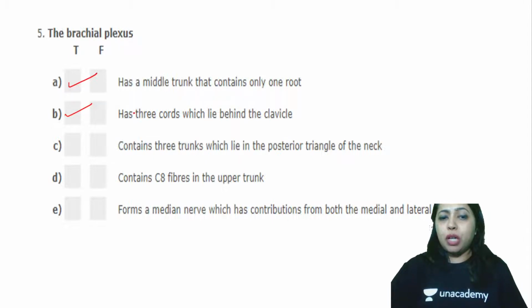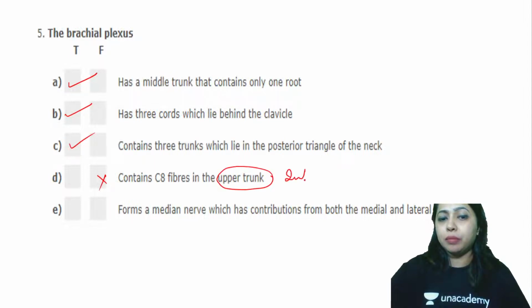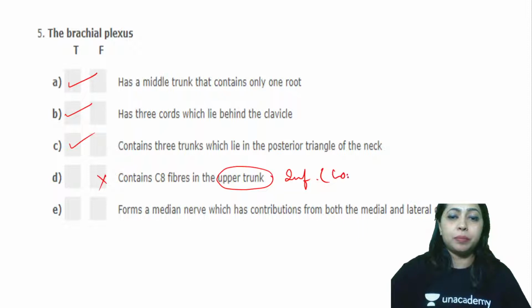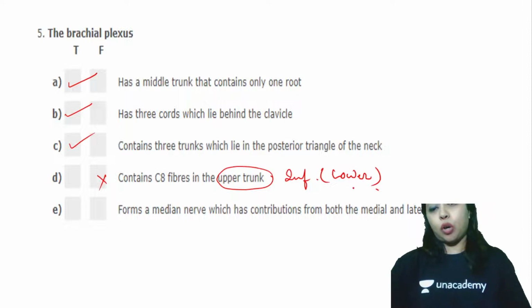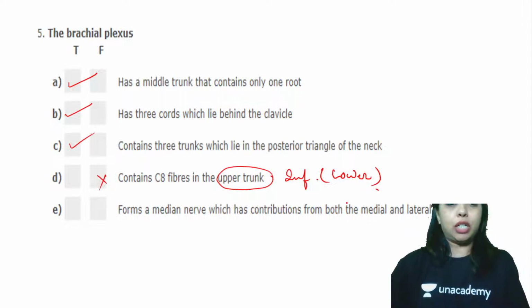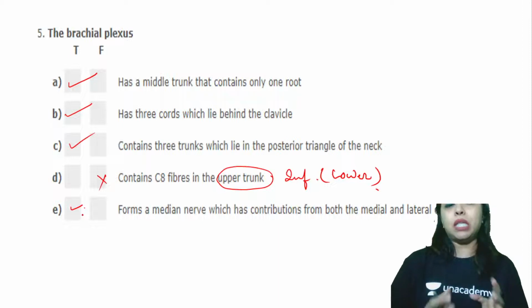Next, it contains three trunks which lie in the posterior triangle of the neck. It contains C8 fibers in the upper trunk. No. C8 fibers do not come in the upper trunk. It comes in the inferior or the lower trunk. It forms a median nerve which has contributions from both the medial and lateral cords. So that is also true. So the only answer here wrong is the D1. Rest all of them are correct.